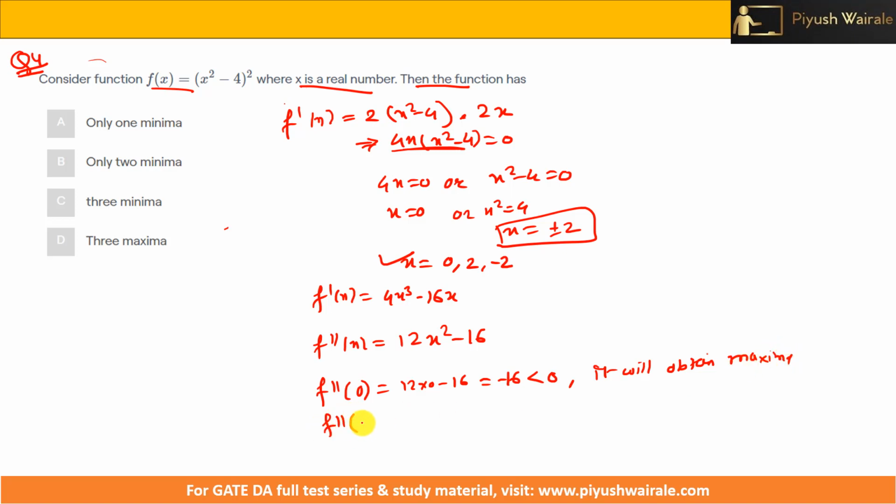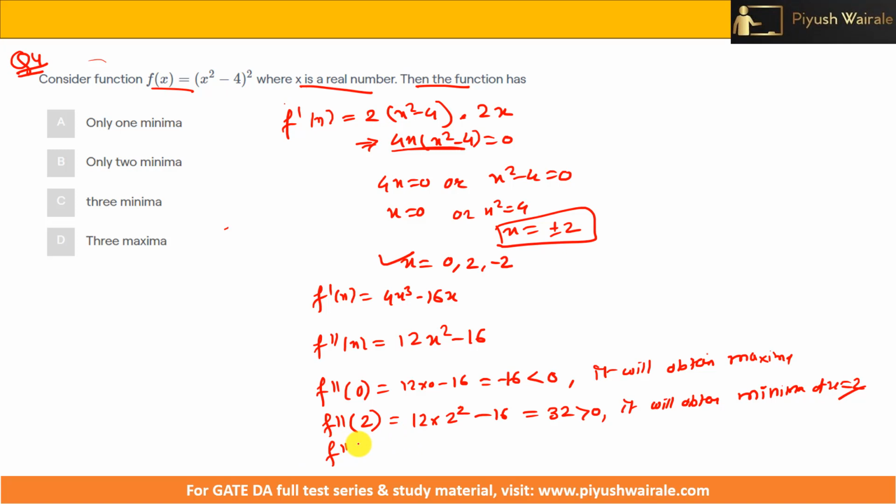What about f double dash of 2? So 12 into 2 square minus 16. So 2 square is 4, into 12, that is 48, minus 16, that is basically 32, greater than 0. So it will obtain minima at x equals 2, right?